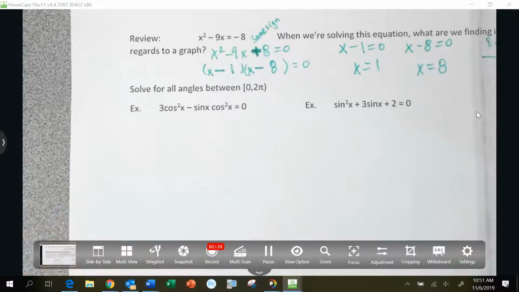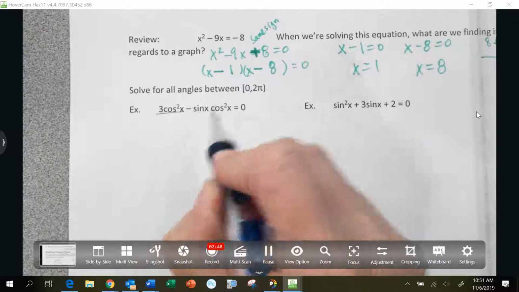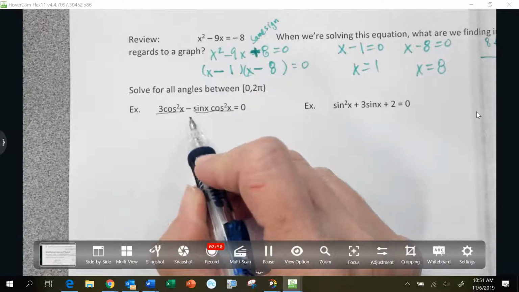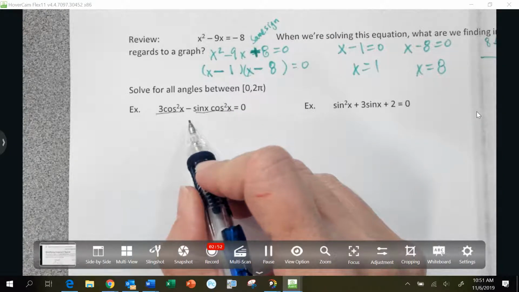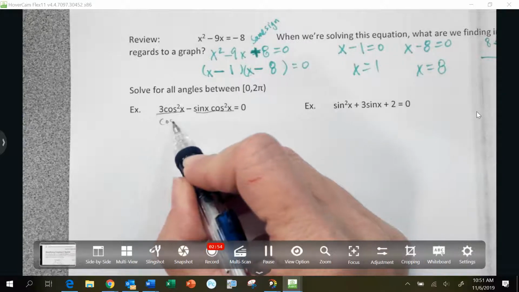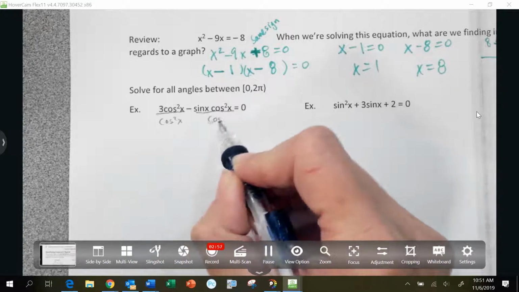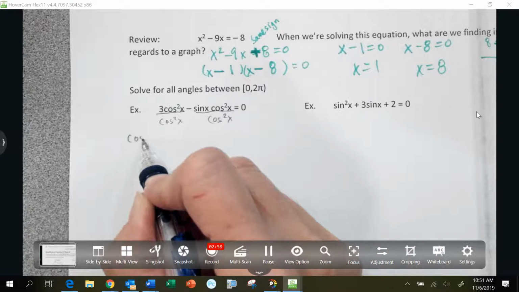First example, 3 cosine squared x minus sine x cosine squared x equals 0. What is our first step of factoring always? Is there a GCF? What between the, or separated by the minus signs, what is common? Okay, so I'm going to factor out the cosine squared x, and I'm going to put it out front.